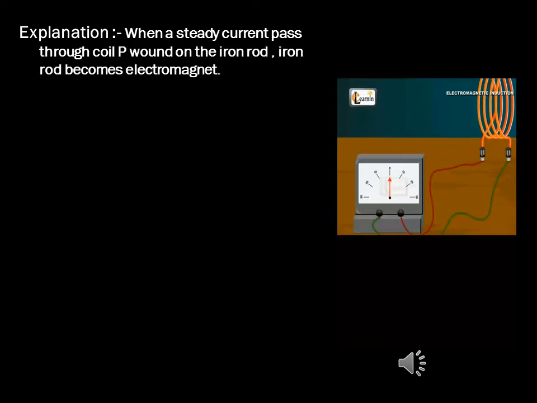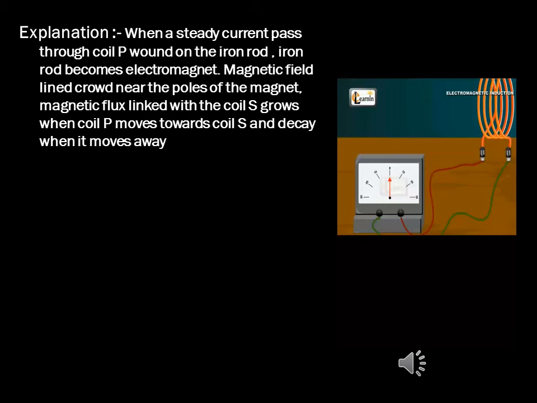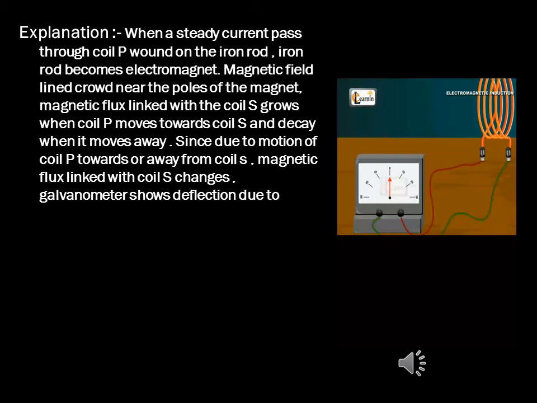Explanation. When a steady current is passed through the coil P wound on an iron rod, it becomes an electromagnet, with the magnetic field near the pole of the magnet. Magnetic flux linked with the coil S grows when coil P is moved towards the coil S and decays when it is moved away from it. Due to the motion of coil P towards or away from the coil, the magnetic flux linked with coil S changes.